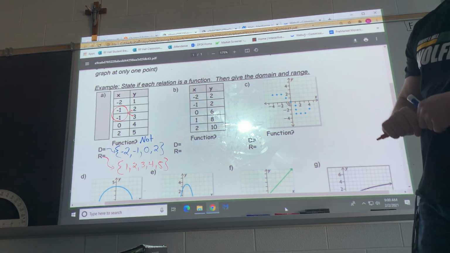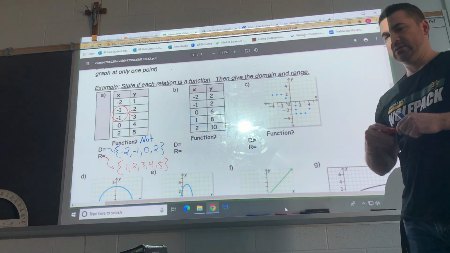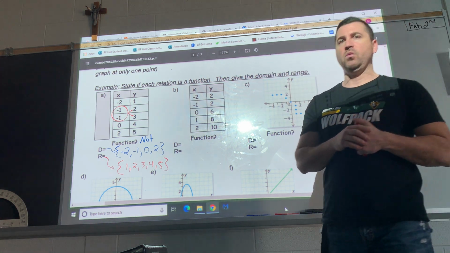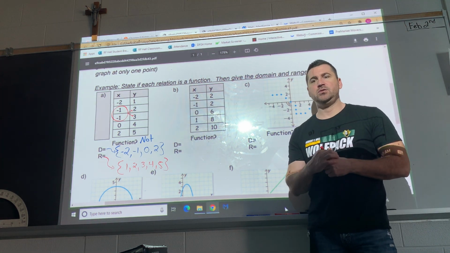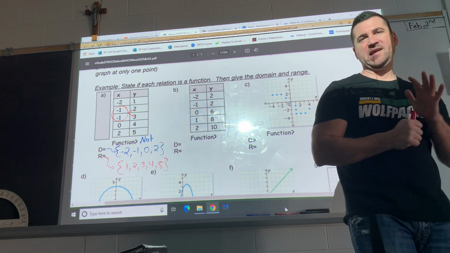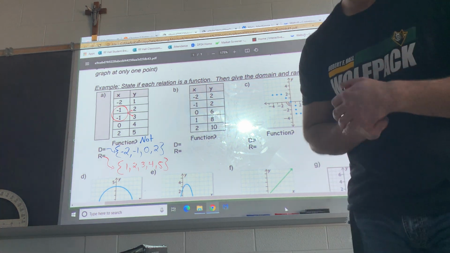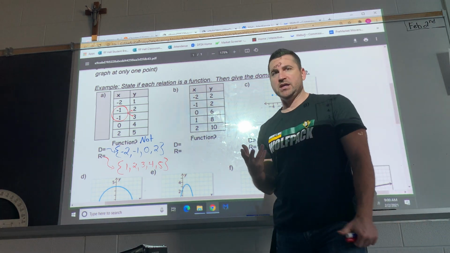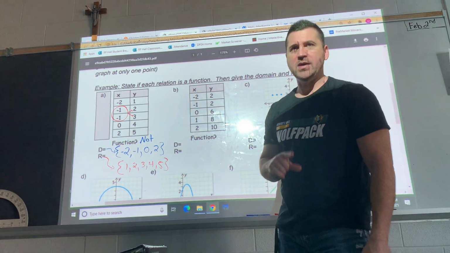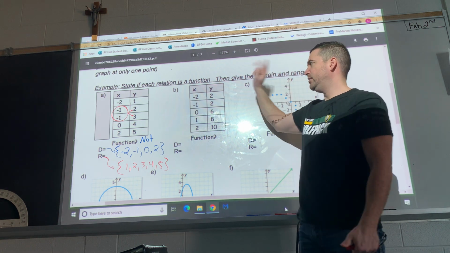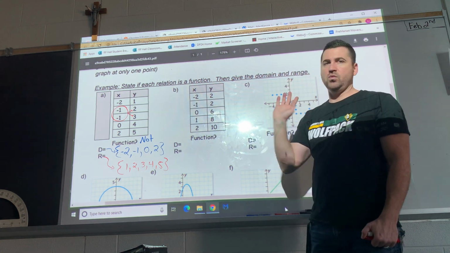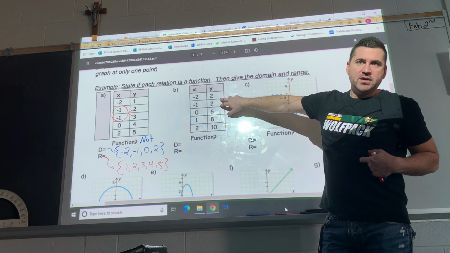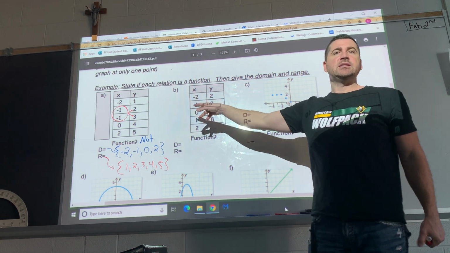Okay, B. Does every X value have one answer for Y? Yes or no? Yeah, a lot of yeses. Okay, so it is yes here. Oh, I had one no. It is yes, because each X value has its own Y value. It's okay if the Y's repeat, but it's not okay for the X's to repeat.